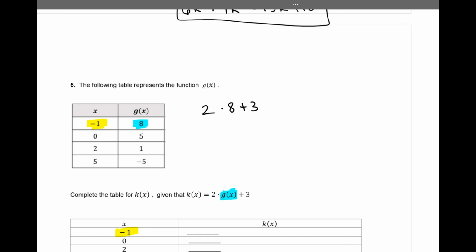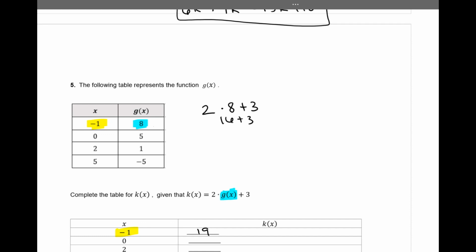Okay, again, all I did was I matched them. I took the answer here, the answer replaced here, and then I followed it along. Now all I'm going to do is follow what it tells me. 2 times 8. 2 times 8 is 16. 16 plus 3. Let's just write that out. 16 plus 3 is 19. And there is my answer.